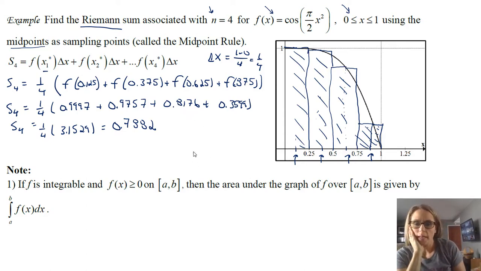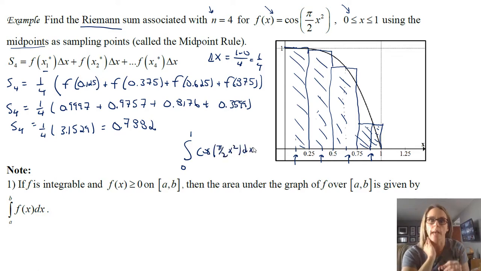In the future, the idea is we're going to find this exact answer by using this notation here, so this would be the integral from 0 to 1 of cosine of pi over 2 x squared dx. And that would give us the exact answer. That would be that limit of, say you did an infinite number of midpoint rule rectangles, you would be getting this same answer by doing this. Now you might be like, well, what is this? Well, we'll be talking about that soon.